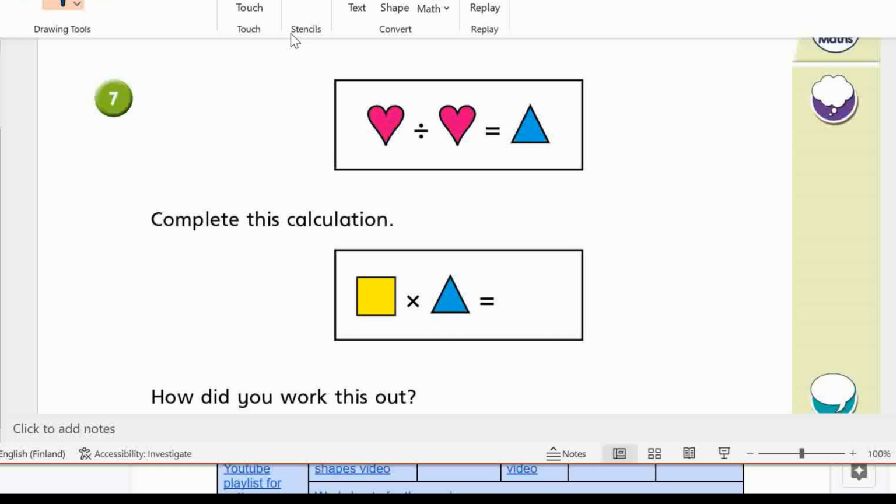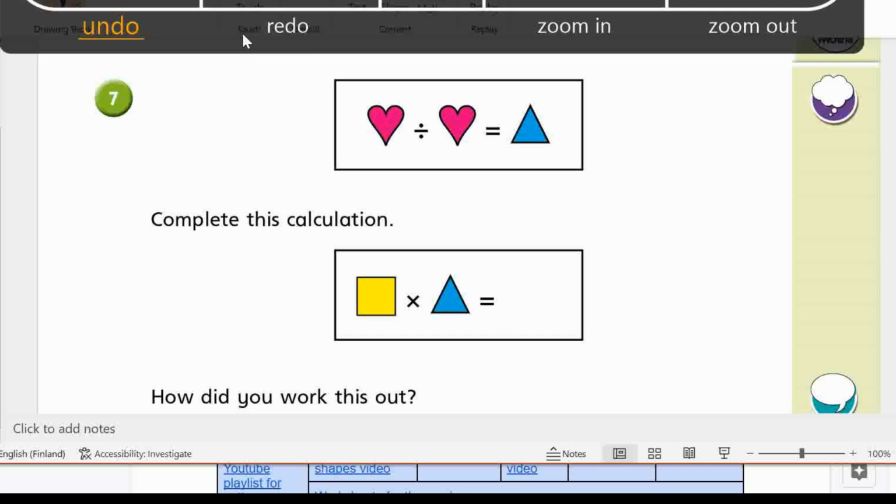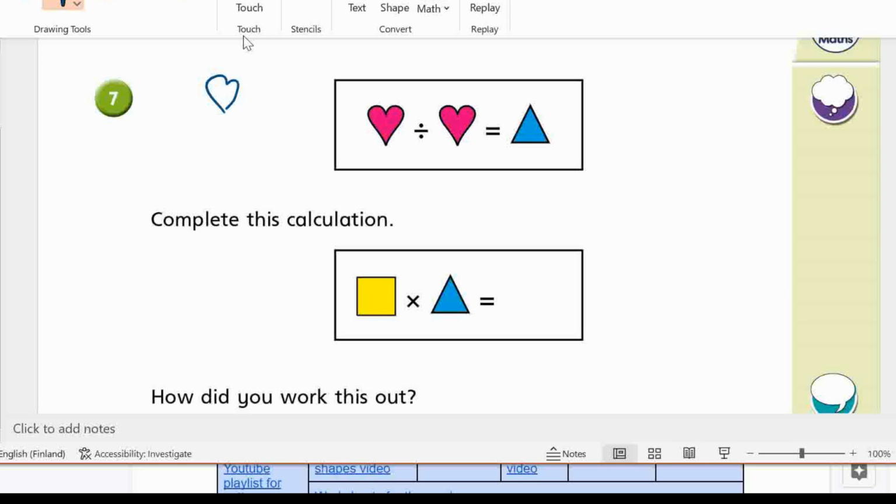Just give me a number for heart. Just give me any number. Okay, 9, that's fine. Sorry, I wanted to draw a better heart. Ah, that's not a good heart. All right, anyway, 9. So 9 divided by 9. What does that equal? 1. So we know that the triangle has to be 1. The triangle has to be 1.